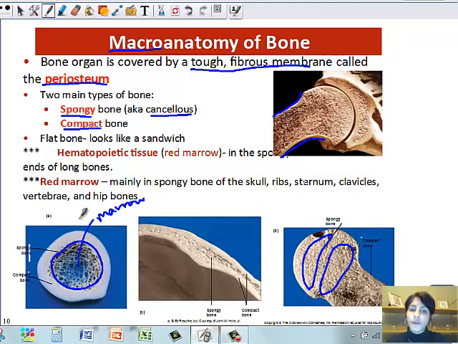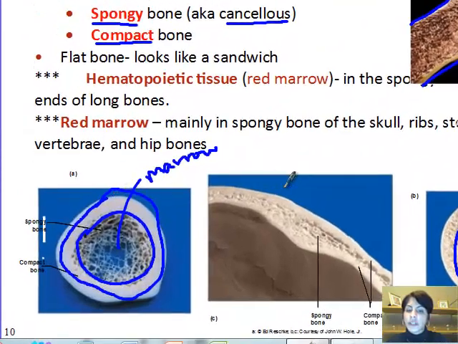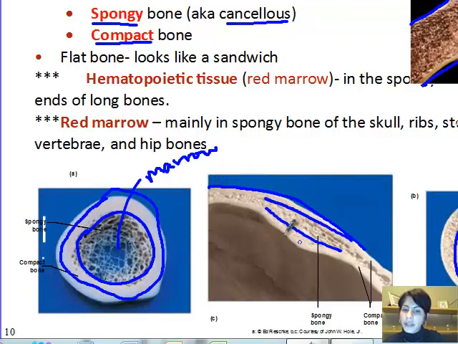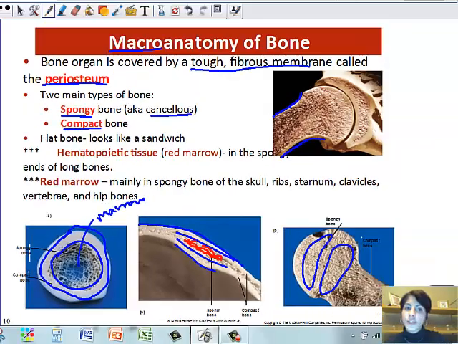Compact bone refers to the outer dense bone that covers the spongy bone and offers a layer of protection. In flat bones, based on the shape we can classify flat bones, you actually have a sandwich-like effect of compact bone outside and then spongy bone inside. So the honeycomb-like inside the actual flat bone. The tissue that is associated with making stem cells is found in spongy bone. So this is the hematopoietic tissue, the red marrow that is found in the ends of long bones and also inside the flat bones.